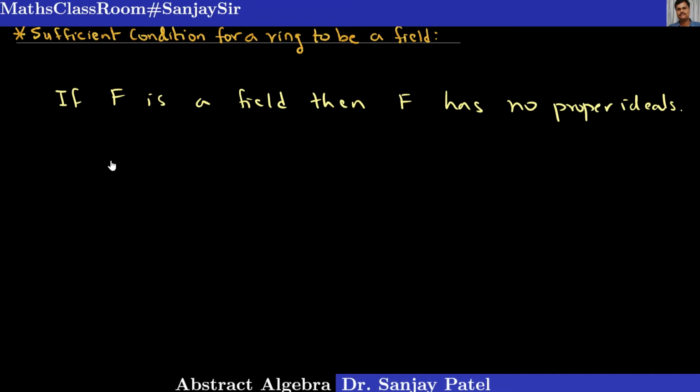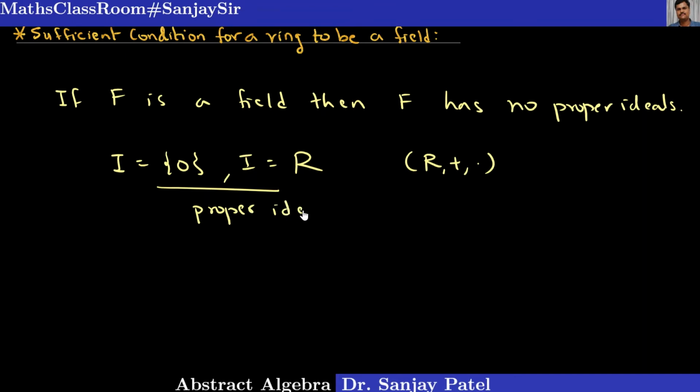You know what an ideal is and what proper ideals are. The ideals I equal to singleton 0 and I equal to the whole ring, in any given ring R, +, dot, are known as improper ideals. If F is a field, then it has no proper ideals, which means the only ideals in the field are singleton 0 and I equal to R. No proper ideal means there are only two ideals in this field. Remember, every ring always has these two ideals, singleton 0 and the whole ring itself, and these two particular ideals are called improper ideals.